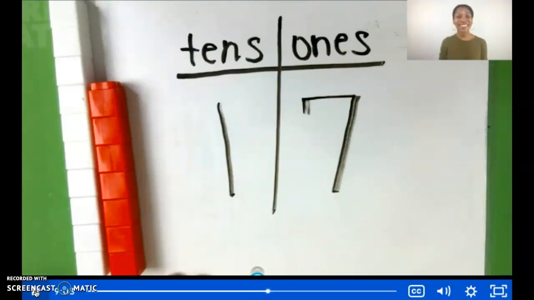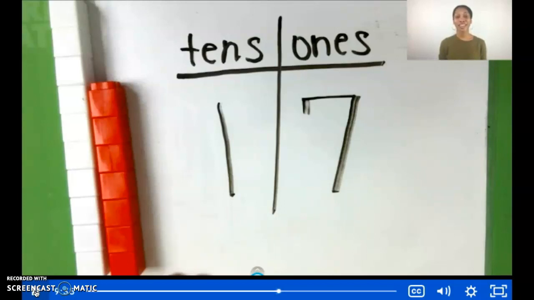What is it called? That's right, a place value chart. What is 1 ten and 7 ones? 17. Now, I want you to say it the Say Ten way. Yes, 1 ten 7.